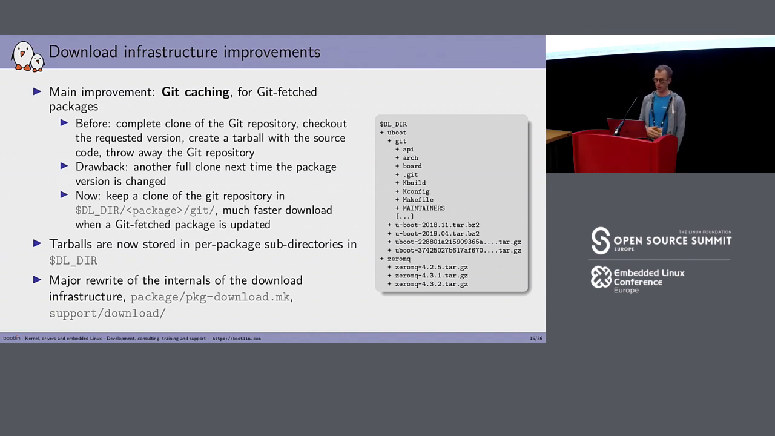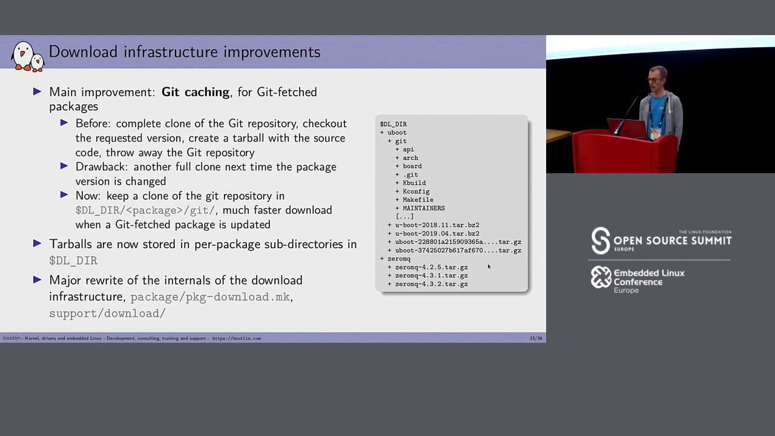So the way it's organized is shown here. We have, is the mouse working? Yes. So we have dldir, which is the top directory where all the downloads are stored. It's now organized in subdirectories. For those of you who are familiar with Buildroot, it used to be like this big dump of tarballs and stuff. So now we have one subdirectory per package, which makes it a little bit nicer.